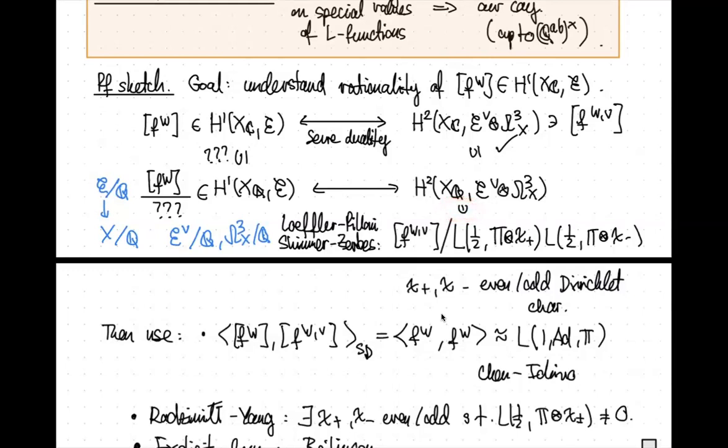And this is where I'm being a bit sloppy, because what I should say is that here I'm tensoring with Q adjoined the values of these characters. And so that's why you only get the statement up to Q-bar cross, because you can only get the rationality up to these unknown characters whose values will play a role. Okay. But yeah, good question, thanks.